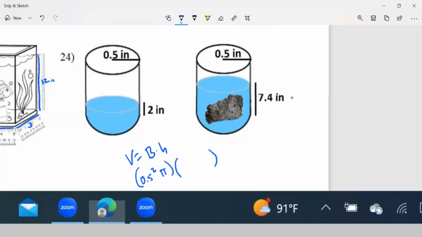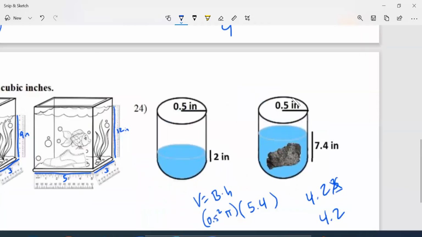It used to be 2 inches. Now it's 7.4. So I'm going to say the rock added 5.4 inches. Right, I'm going to subtract those two out. Okay, so let me multiply this out. 0.5 times 0.5 times 3.14 times 5.4 is going to give me 4.23. My 3 is too small, so I'm going to say 4.2 cubic inches. Okay, so you guys will play with these.